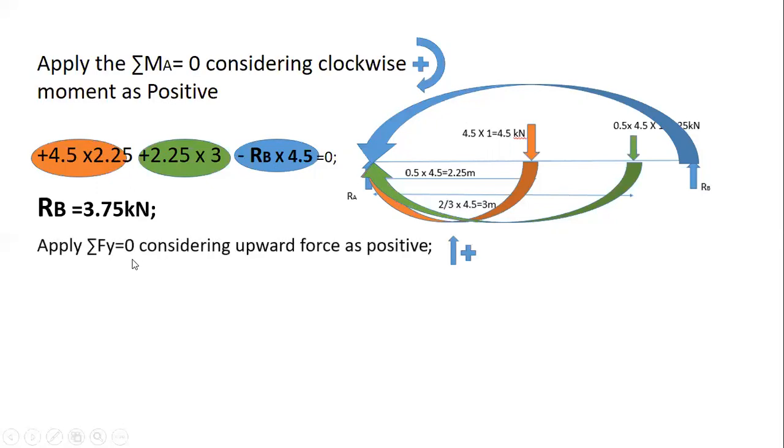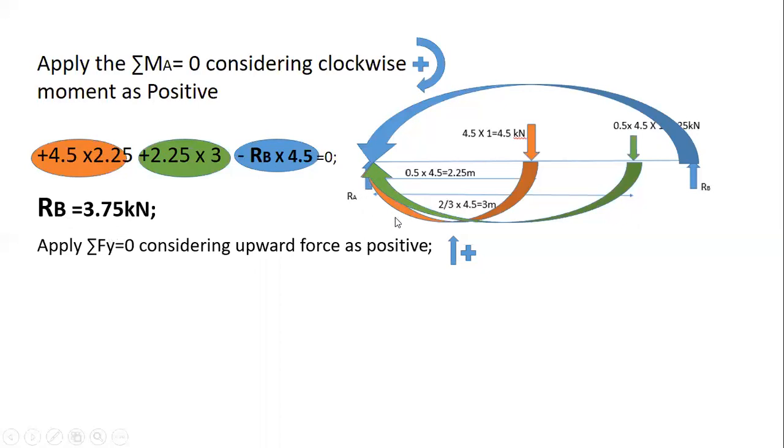The reaction at A does not contribute to the moment about point A, since it is passing through point A, it doesn't have a perpendicular distance. So the moment due to reaction at A is 0. So we got the reaction B as 3.75 kilonewton.